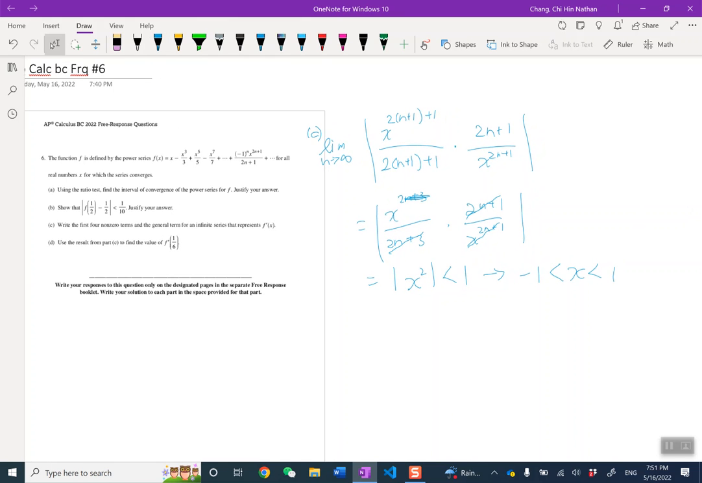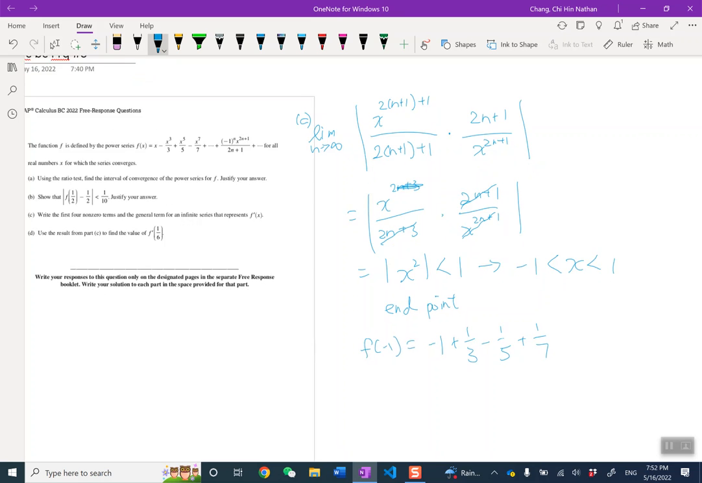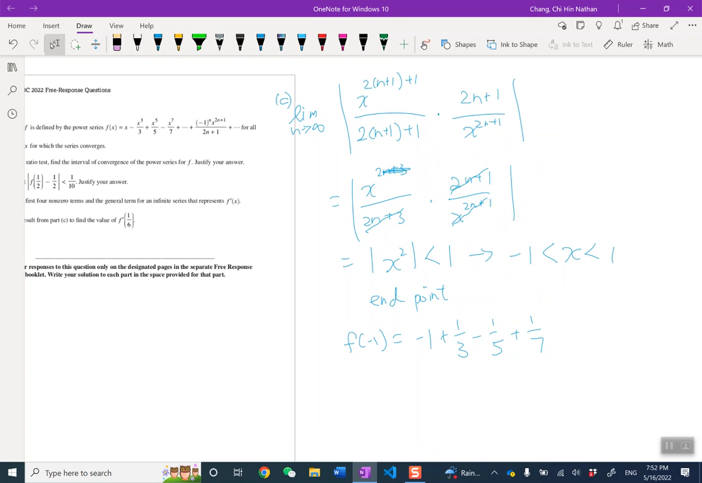So next step, we need to remember to test our endpoints. So endpoints. So let's try negative 1 out first. So f of negative 1 equals negative 1 plus 1 over 3 minus 1 over 5 plus 1 over 7, which, since it is alternating and decreasing, by the alternating series test, converges.